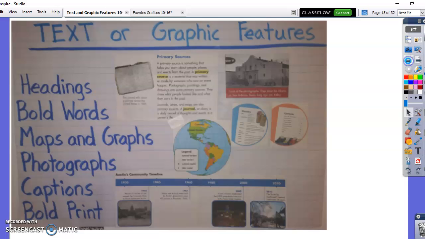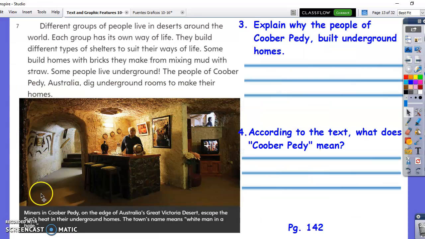If they go back to that page, the answer was actually in the caption in the picture, where it says they build their homes underground to escape the sun's heat. It should have been the answer. They're building their homes underground because it's cooler. Also, using the information from the text, they could have inferred that answer.